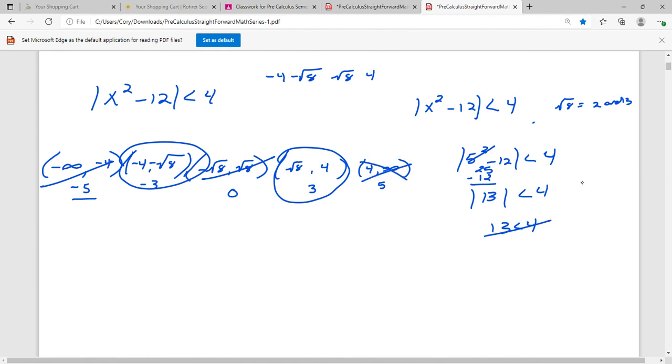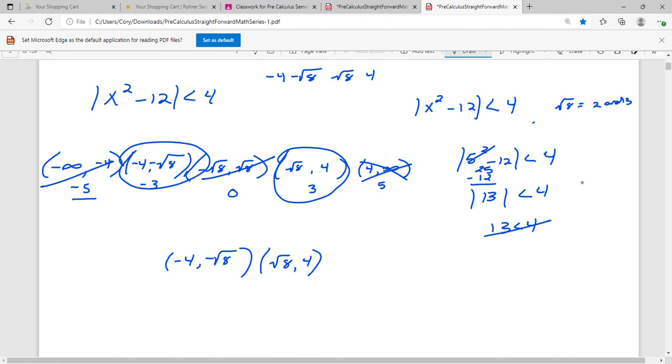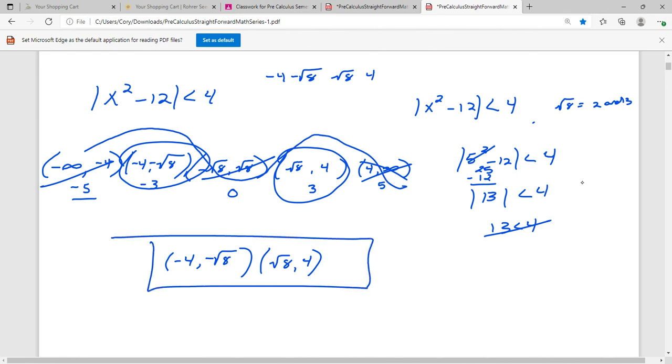So we've got two intervals: negative 4 to the negative square root of 8, and positive square root of 8 to 4. So those are the places where it went up over 4, and these are the places where it dipped below, and then it went up over, and then it dipped below. Okay, and so that's the answer to that one.